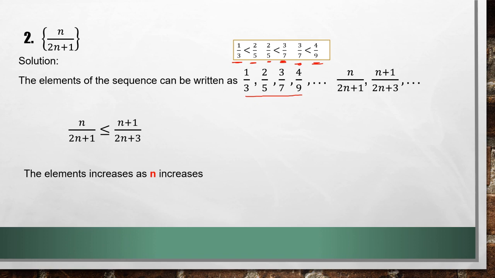So in general, we can also say that the first term, or the previous term, is less than its next term. Okay? Remember, this is our n over 2n plus 1, and this is our n plus 1 over 2n plus 3. Therefore, we can say that the previous term is less than its next term. Hence, in general, we can say that n over 2n plus 1 is less than or equal to n plus 1 over 2n plus 3.